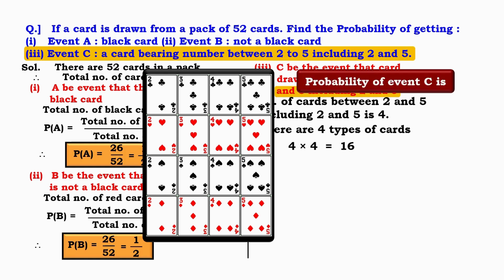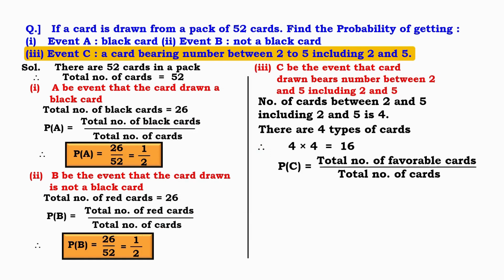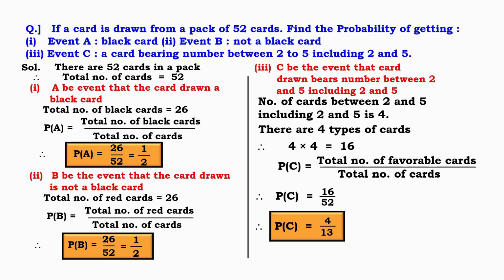So the probability of event C is equal to the total number of favorable cards divided by the total number of cards. That is equal to 16 by 52. If we simplify, we will get 4 by 13.